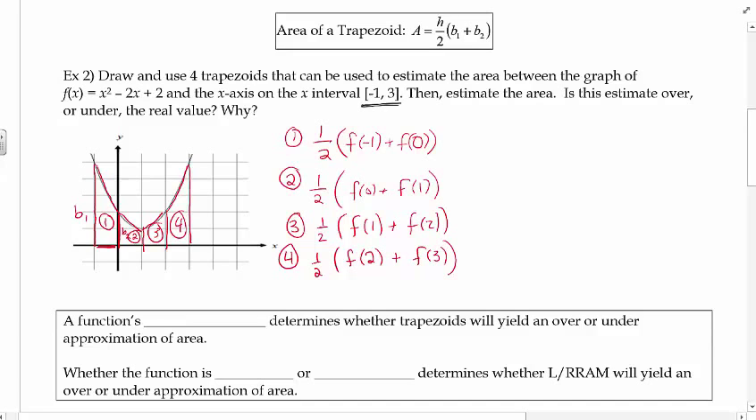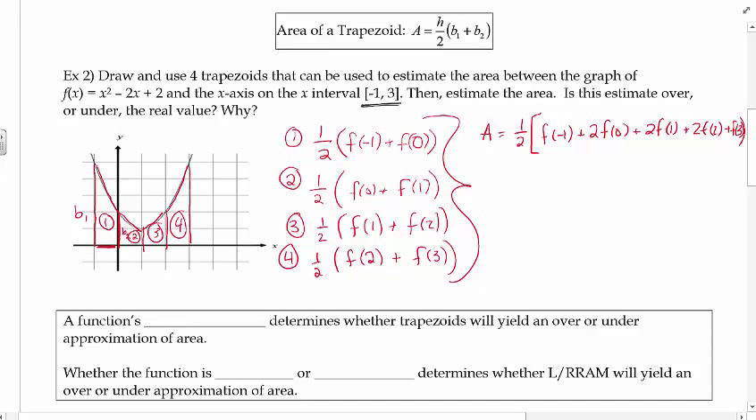Now, obviously, that looks like I'm writing a whole bunch that I don't need to write, and that's true. I do need to condense this here. So our area right here is going to be 1/2 times, I did f of -1, but I only did it once. Then I did f of 0 twice. I did f of 1 twice. I did f of 2 twice. And then I did f of 3 once.